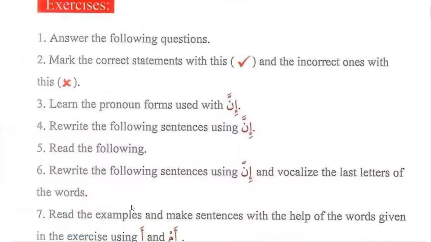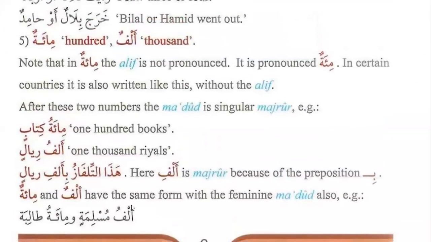Did you understand anything? In the rules of counting, you have learned that with one and two, the relationship between number and madud is not mudaf. And from 3 to 10, the relationship between number and madud is what? Anyone can tell me? Mudaf, mudaf ilayhi. Yes, mudaf and mudaf ilayhi. Okay. Then from 11 to 99, madud is, anyone can tell me? Mufrad, mansub. From 11 to 99, madud is mufrad, mansub.